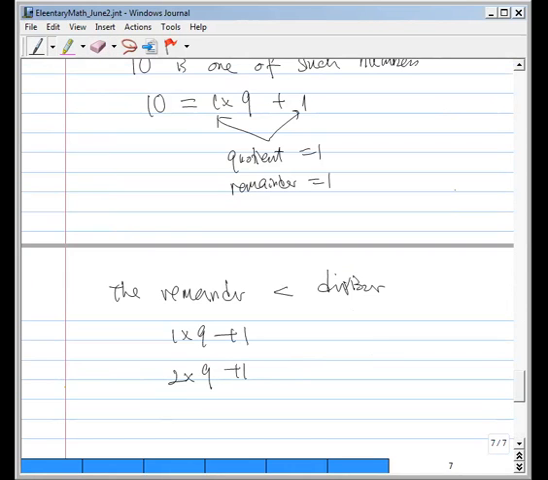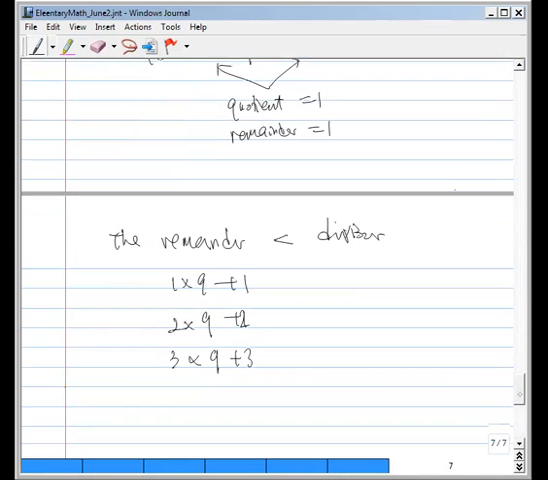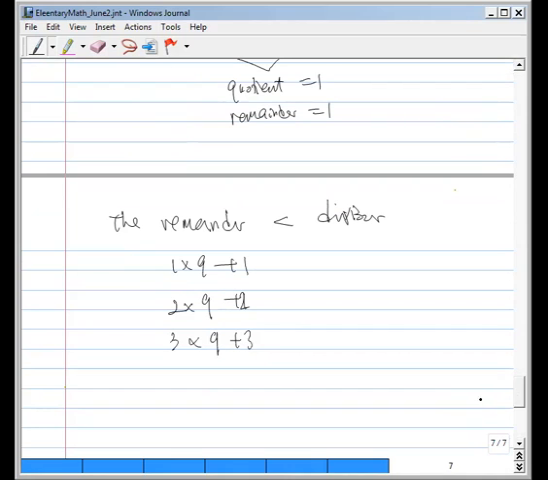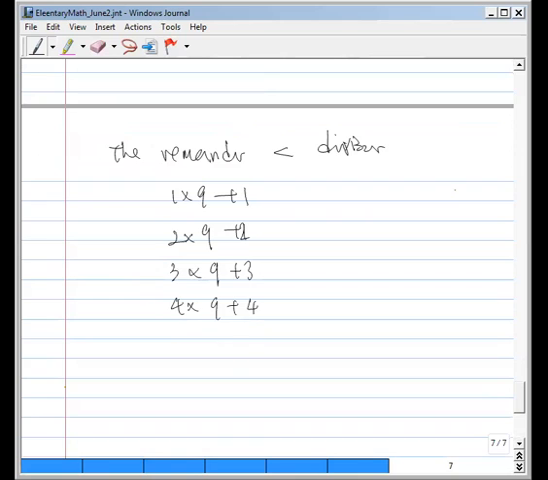Okay? And then 3 times 9 plus 3, okay? So these are the numbers that, when divided by 9, give a quotient equal to the remainder. And then 4 times 9 plus 4, and so on, and 8 times 9 plus 8, okay? And that's it. You cannot say 9 times 9 plus 9. 9 times 9 plus 9 is going to be divisible by 9.